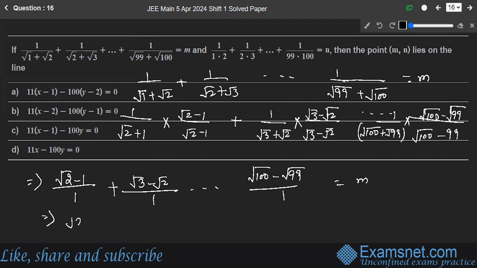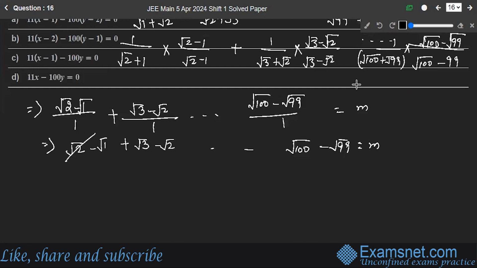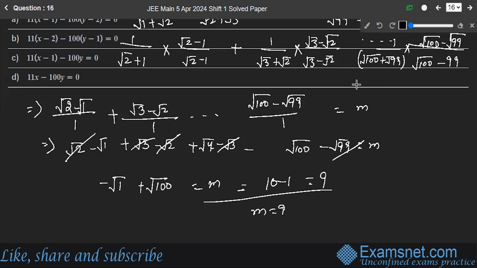So this makes root 2 minus root 1, plus root 3 minus root 2, and so on till root 100 minus root 99, equal to m. That means you will have cancellations. This will cancel, and similarly root 4 minus root 3 will also cancel. So everything will be cancelled. Ultimately, you will be left with minus root 1 plus root 100. This is equal to m, so this is equal to 9. I got m as 9.